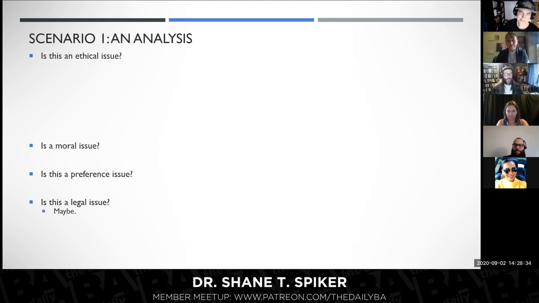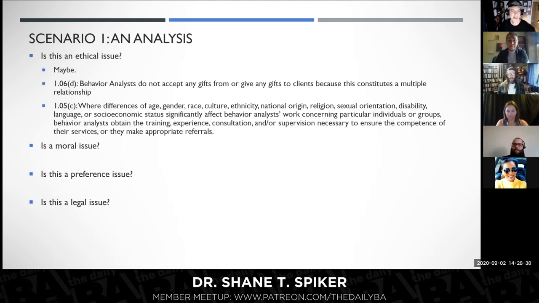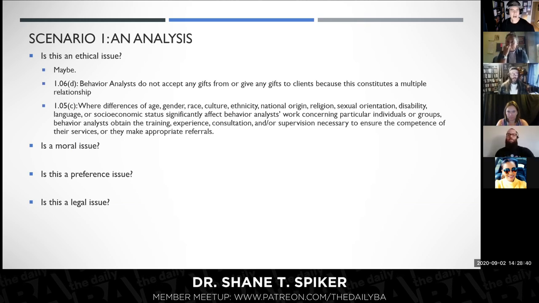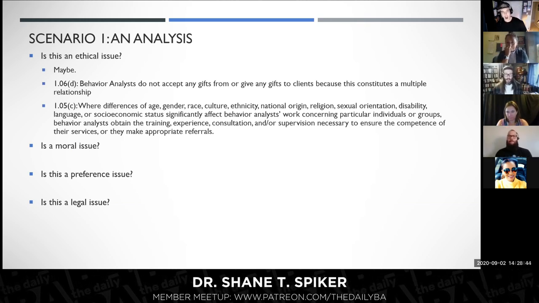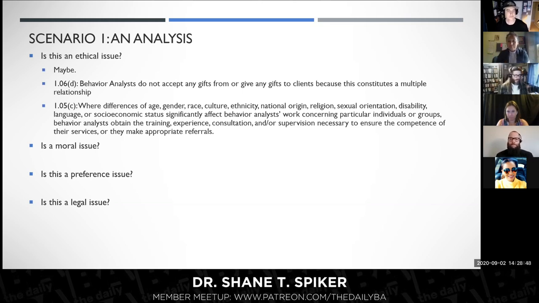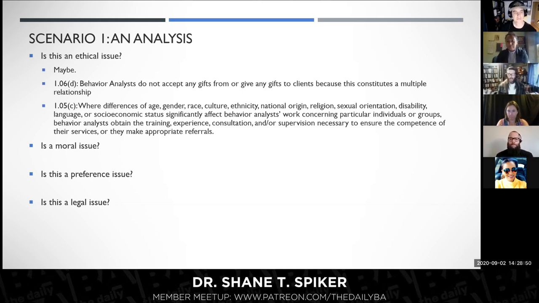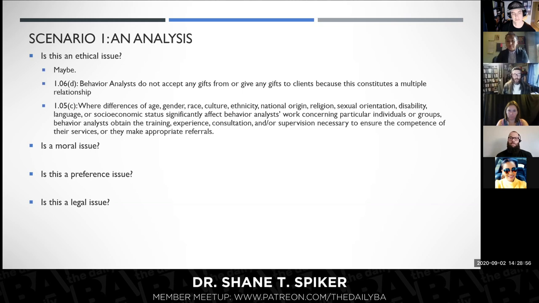Right. So here's what it comes down to. Maybe it might be an ethical dilemma because there are two codes that directly counteract one another, right? You've got 106, 105. I can't accept gifts, but I have to respect culture. So these two things counteract one another. So what's more harmful? At the end of the day, you have to analyze what's more harmful. If I don't accept it, am I going to have rapport? Is it going to turn into an issue? Those are things you have to look at when you talk about your ethical dilemma.